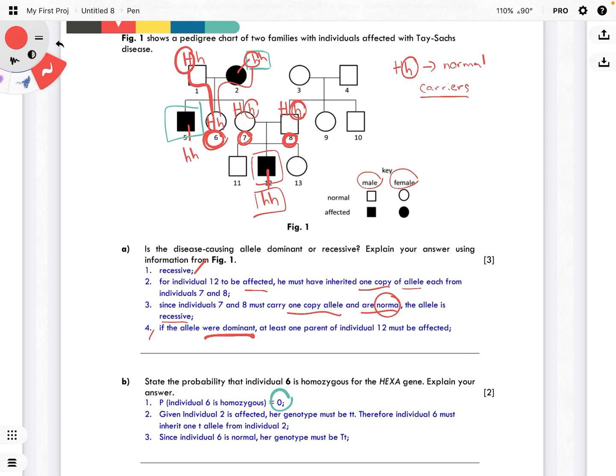So you see, given individual 2 is affected, which is mom, her genotype must be homozygous recessive. In this case, I use hh, whatever genotype symbol you want to use. Therefore, individual 6 must inherit one of the alleles from individual 2. Since individual 6 is normal, her genotype must be heterozygous. Or for me, I put big H and small h.